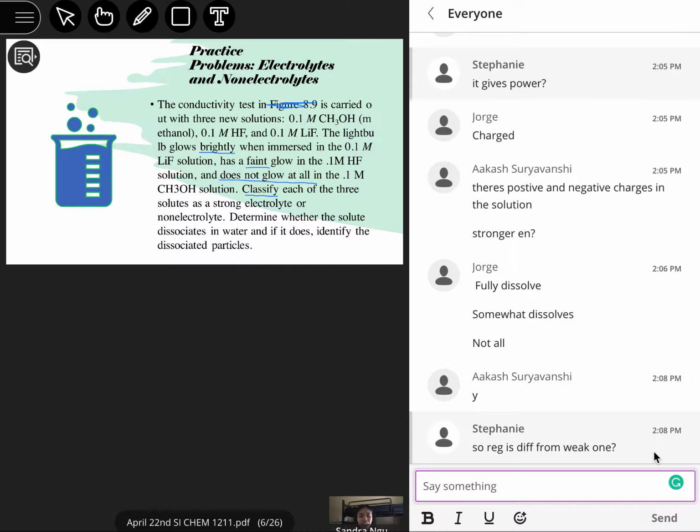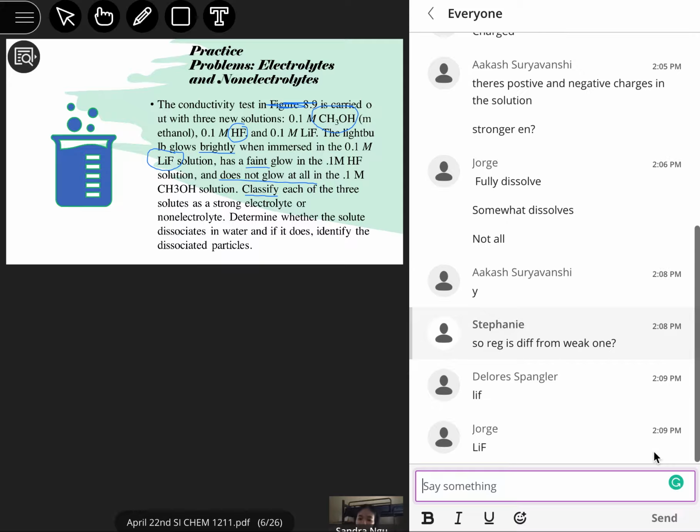So let's do that first. Which one is strong, which one's not? We have LiF, HF, and CH3OH. So what are the strong ones? What do you guys think? Which one's the strong one? Can anyone tell me which of these three is a strong electrolyte?